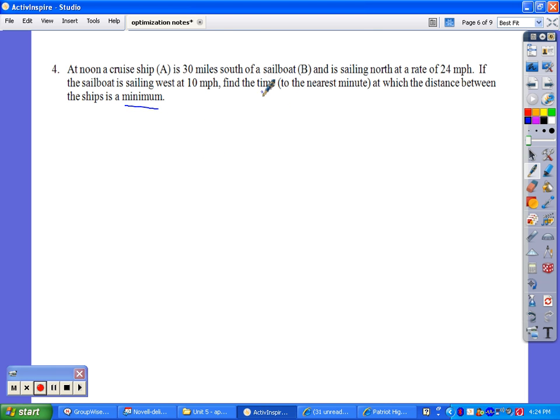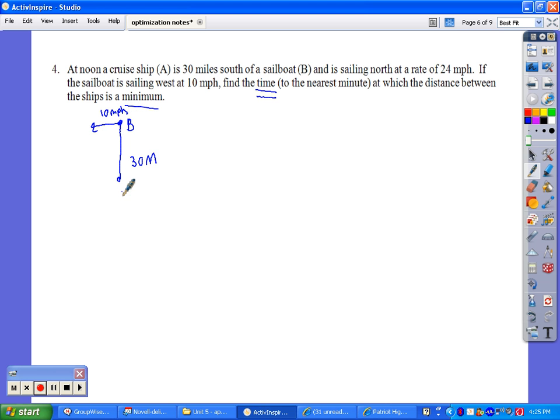So we're trying to minimize distance, and that's key because we need to get the equation in terms of time. So always draw a picture. So we have a sailboat B, and we have another ship that is 30 miles south of it. Okay? And this sailboat B is traveling west at 10 miles per hour. Okay?